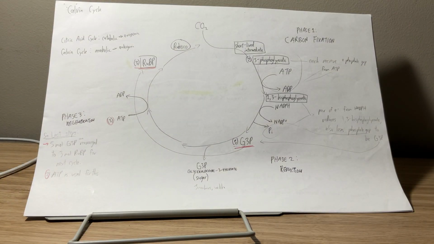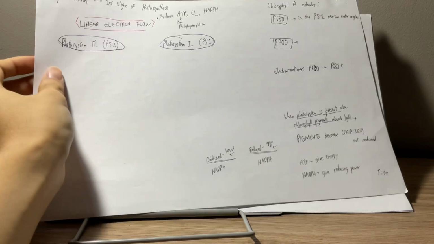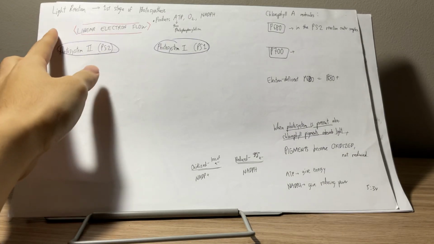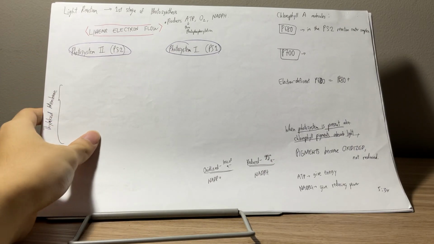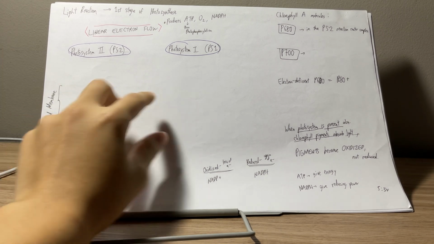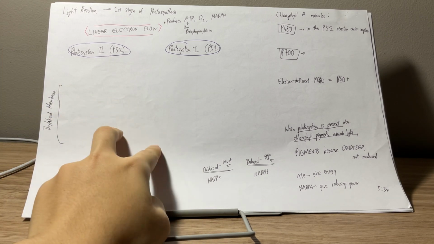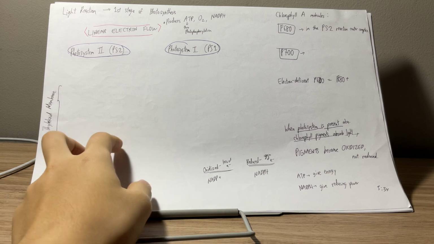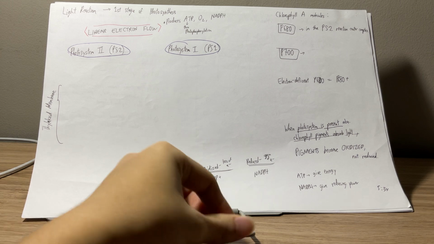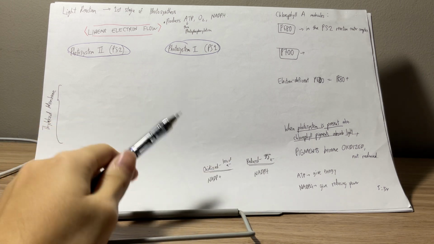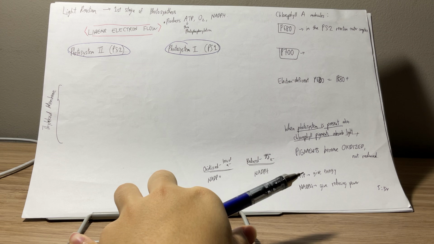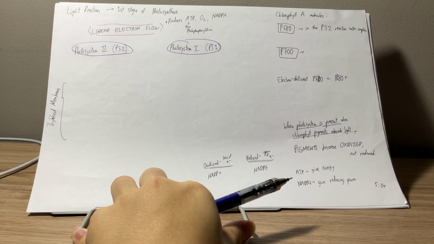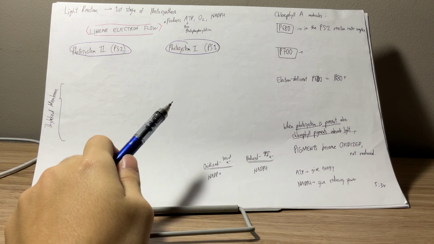Okay, let's move on to the Calvin cycle and light reaction. Which comes first? Chronologically, it's the light reaction. That's the first stage of photosynthesis. I should have drawn an illustration here, but I didn't have time anymore. If I needed to study this again officially, I would make this reviewer prettier. But yeah, this is the past.